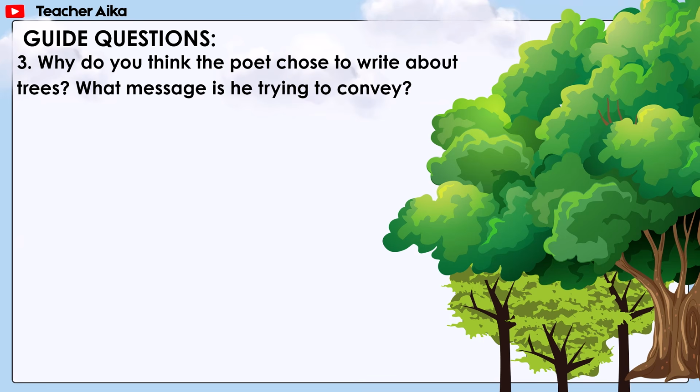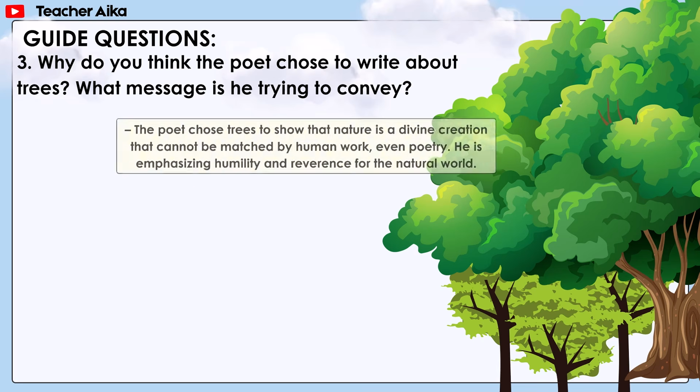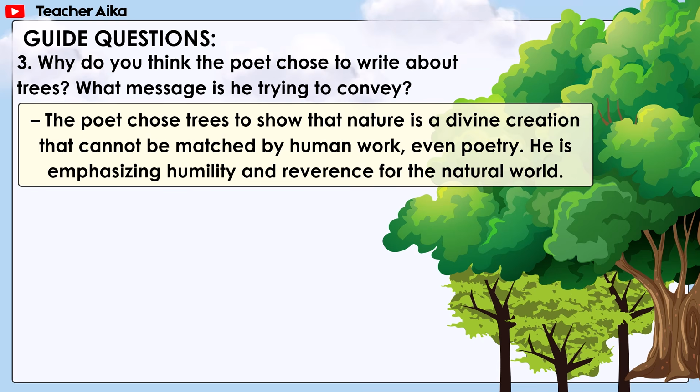3. Why do you think the poet chose to write about trees? What message is he trying to convey? Answer. The poet chose trees to show that nature is a divine creation that cannot be matched by human work, even poetry. He is emphasizing humility and reverence for the natural world.